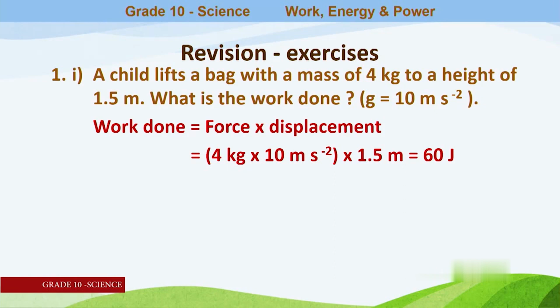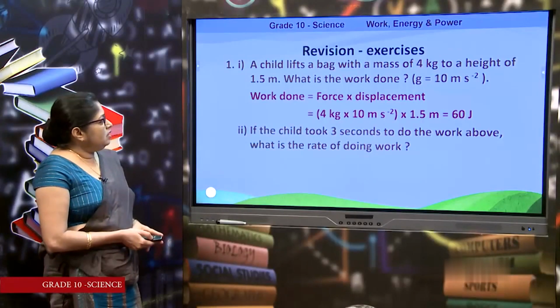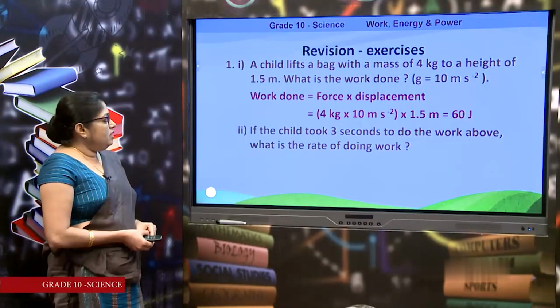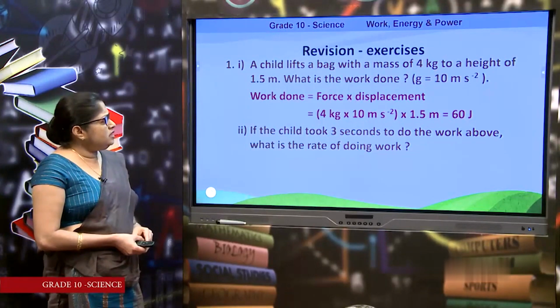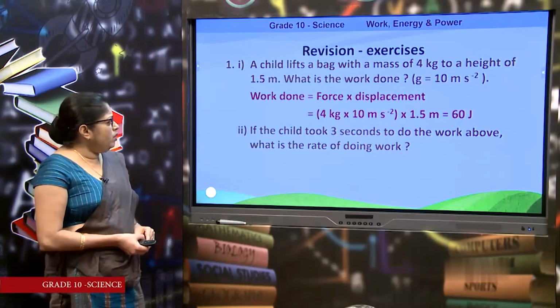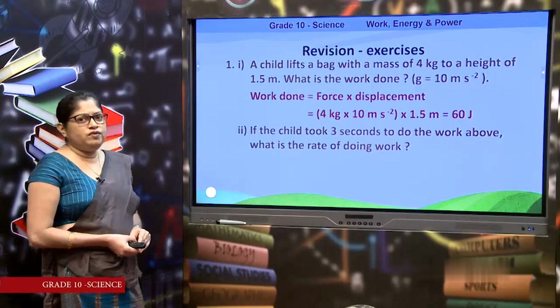Then force can be calculated by multiplying 4 kg into gravitational acceleration. So that is the weight of the object, into displacement, that is 1.5 meters. So you will get 60 joule, and that is the work done. Let's do the second part of it. If the child took 3 seconds to do the work above, what is the rate of doing work?